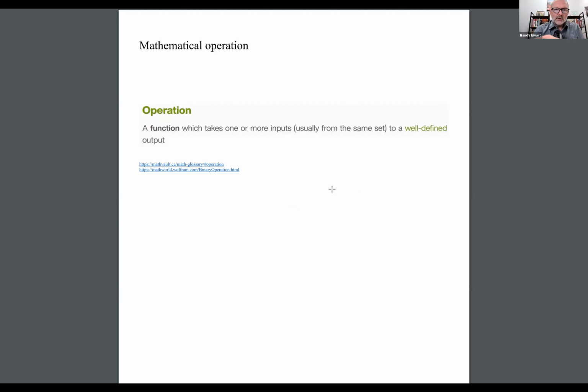Now, what I want you to focus on here is not this wacky explanation of what a math operation is. What I want you to focus on is you're given 2 inputs, you're given 2 numbers, and then you're going to do something with those 2 numbers and get a single output. Let's see what I mean by that.